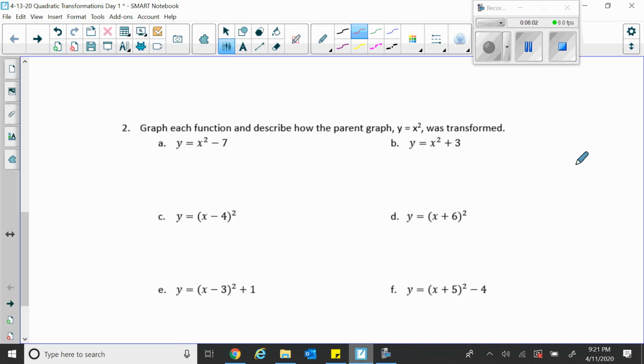So under A, it says, describe how the parent graph was transformed. I'm going to say it shifted down 7 units. Okay? So if this shifted down 7 by subtracting 7, can you guess what's going to happen if we add 3 instead of subtracting 7? Okay, I bet you can guess.